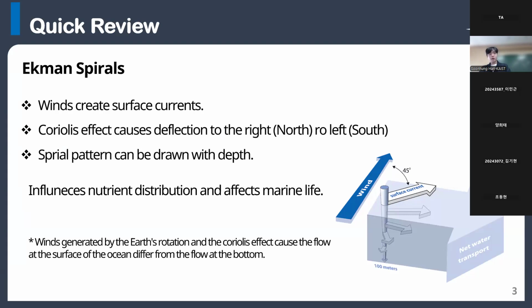First of all, Ekman spirals are the cause of several currents, and they can be represented as a spiral pattern because it is generated by the wind, and that is caused by the Earth's rotation, and the Coriolis effect causes the flow at the surface of the ocean to differ from the flow at the bottom. All of these currents affect nutrient distribution and affect marine life.